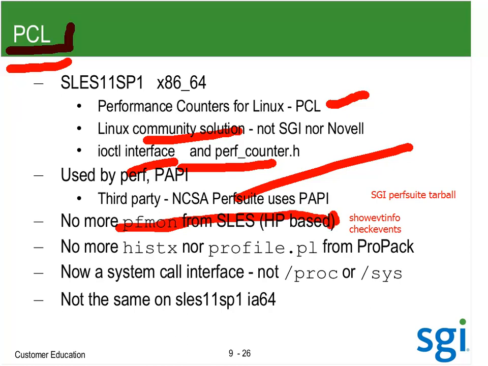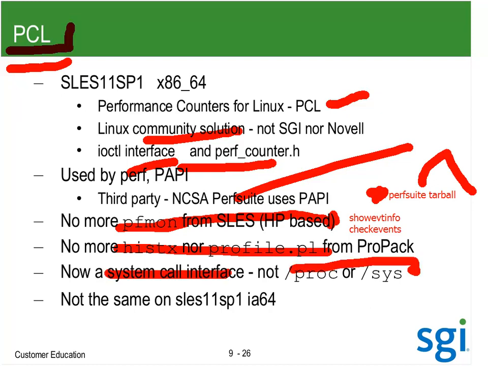But those are built by a guy named Daniel Thomas that's in the perfsuite tarball that you can get from Daniel Thomas. Or there might be, I don't know the latest version, but there's going to be a version on Supportfolio, but it might not be the latest, which came out about a month ago. So there's no more histx or profile.pl. It's a system call interface, no more proc or sys interface. And IA64 is different in its implementation.